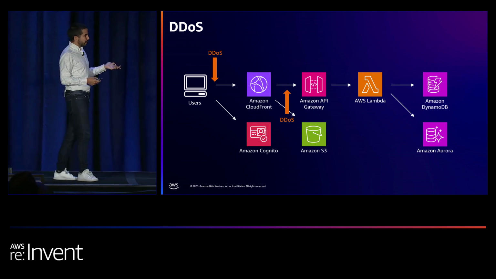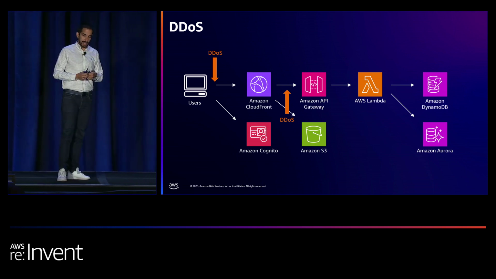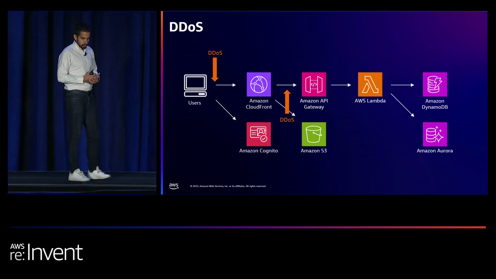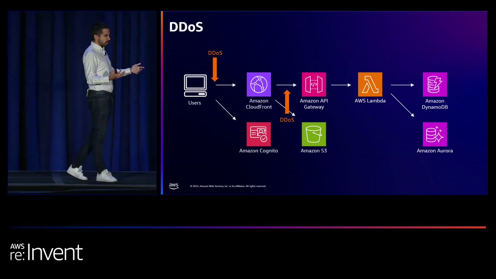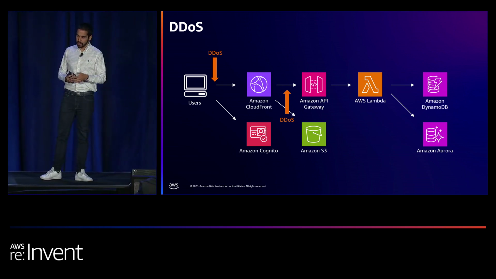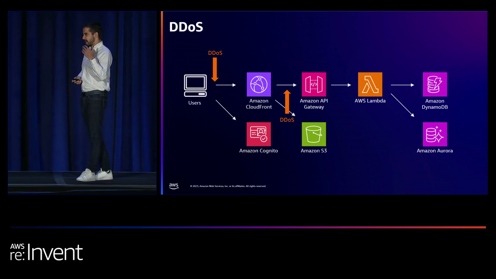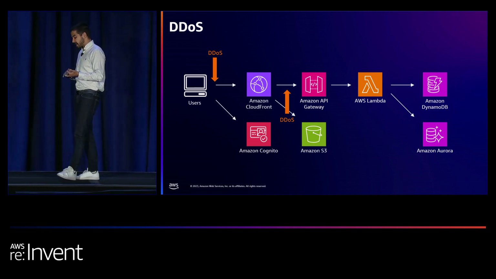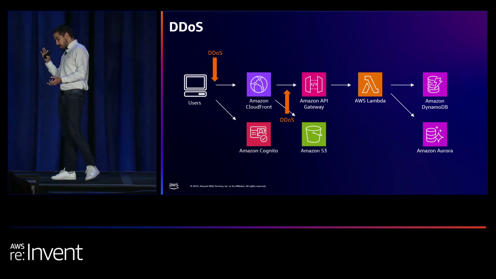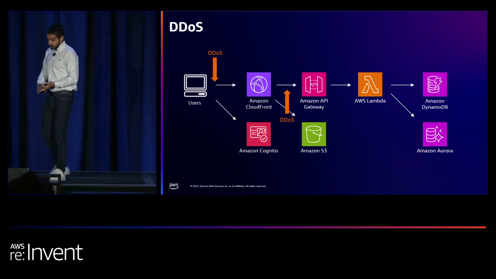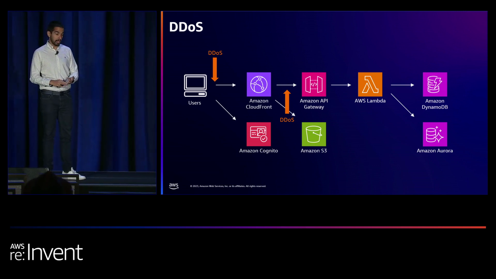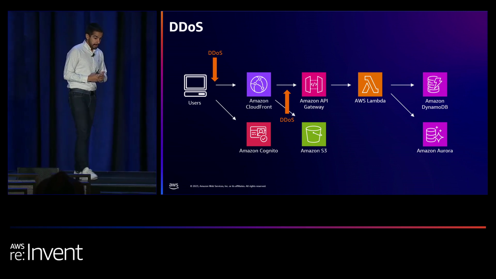DDoS, or distributed denial of service, is a malicious attempt to overwhelm your resources, to disrupt the normal traffic of your resources. And attackers can target APIs or Route 53, your DNS. They can also target your CloudFront distributions.